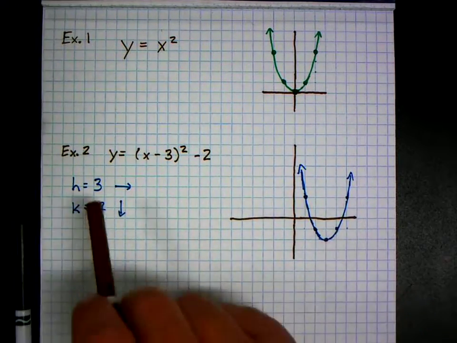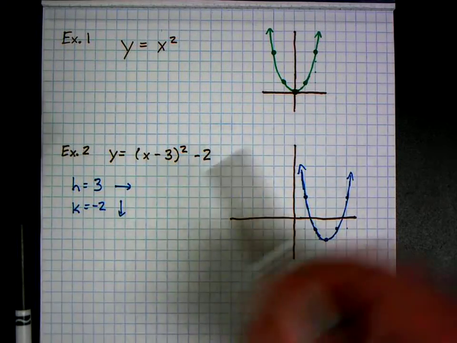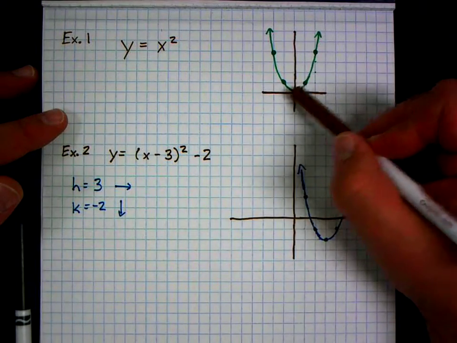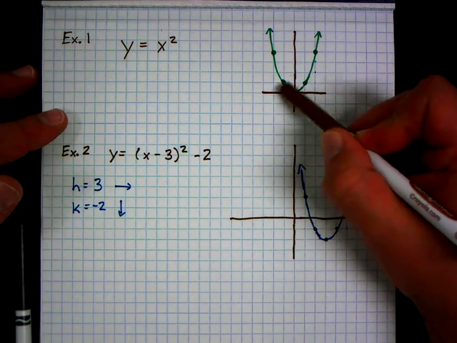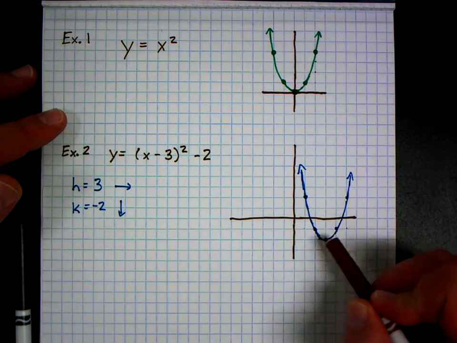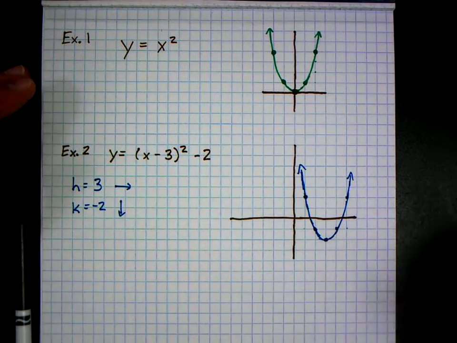They weren't random, right? I know from my base graph that from here I go over 1, up 1, over 1, up 1. So that's my vertex. So I'm graphing off of that.